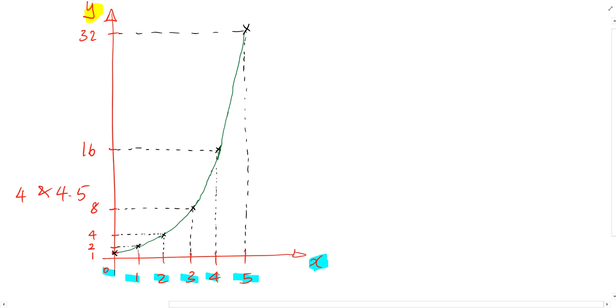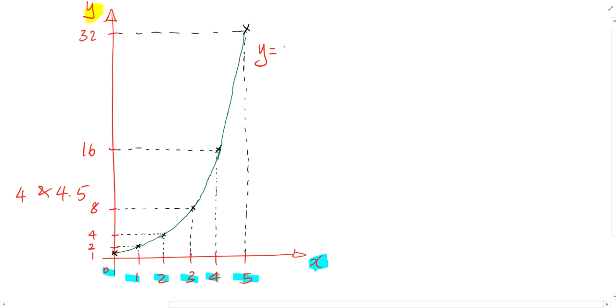Okay, I try my best to draw a smooth curve. What can you tell me about the gradient? Is it constant? No. How is the gradient changing? Increasing. It gets steeper and steeper, yes? So the gradient increases. What is the equation of this graph?